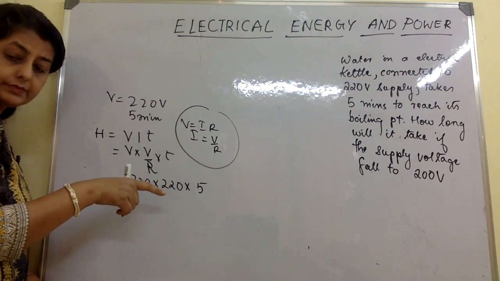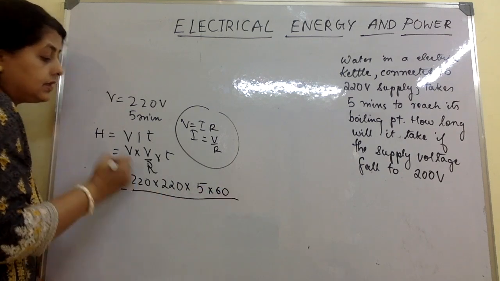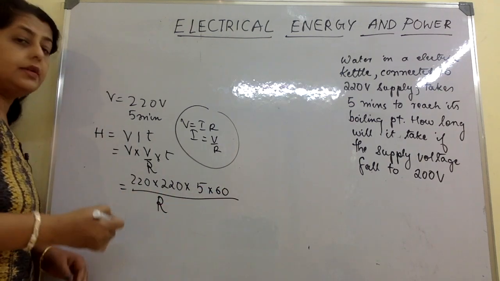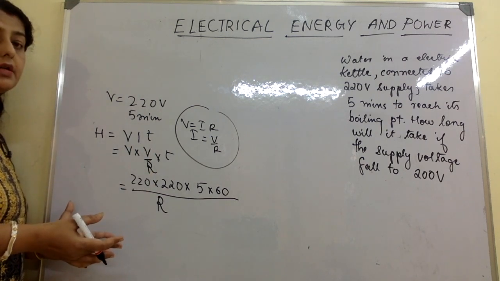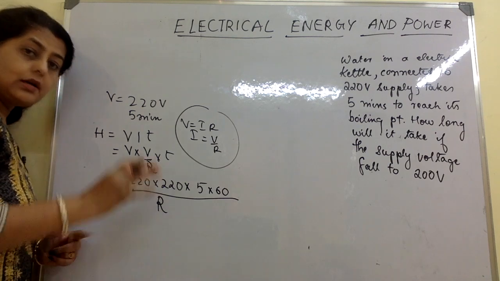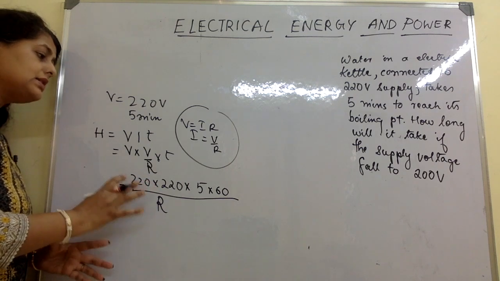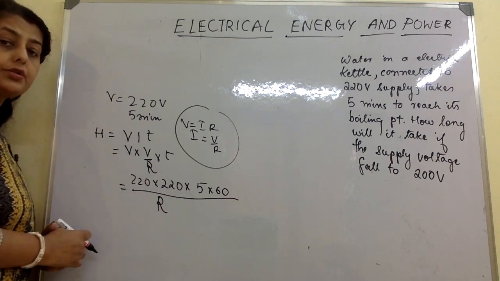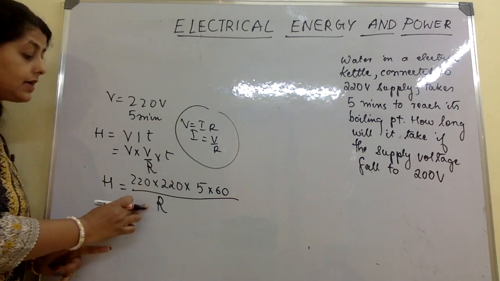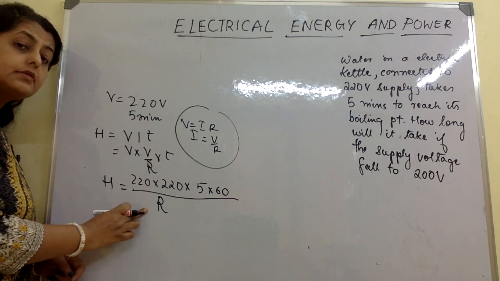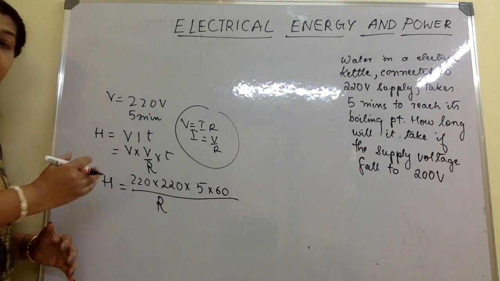T is 5 minutes, but let me convert it to seconds. And then I have R. Now R, do I really know R of this circuit? Do I know the R of the kettle? I don't know R of the kettle. So what to do here if I don't know the R of the kettle? I'll just leave it like this and I will not do any calculation. This is the heat that is required to bring the water to its boiling point at a resistance R. Now let me proceed with the calculations.